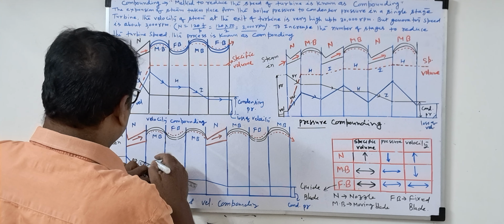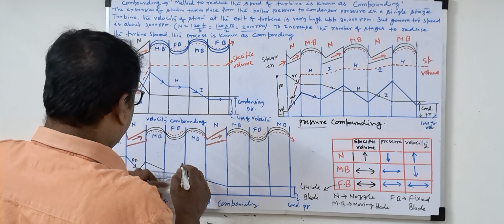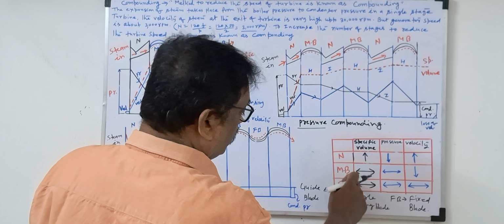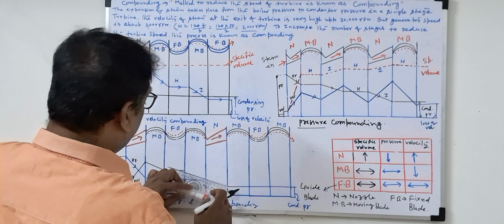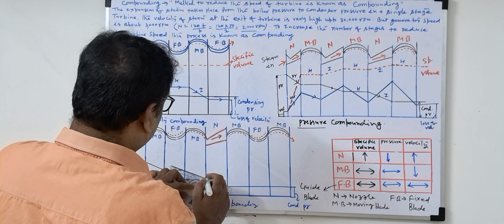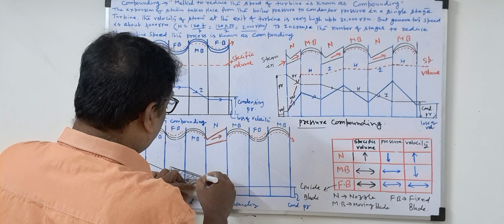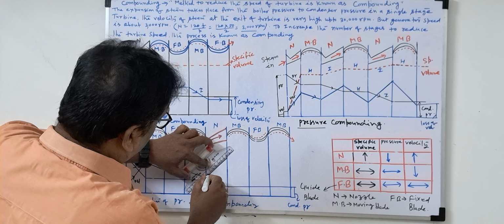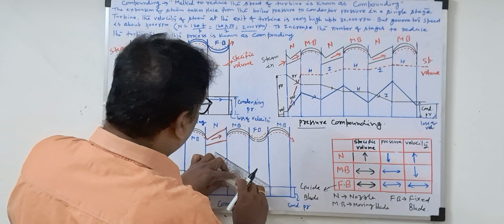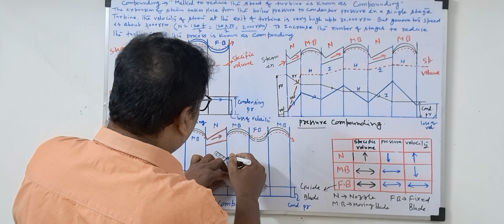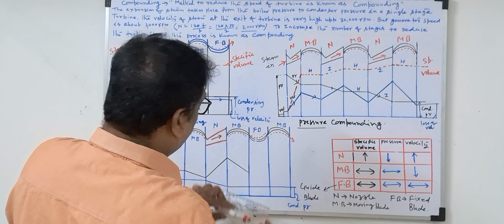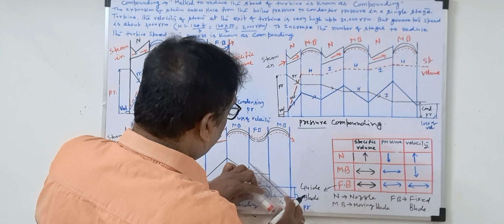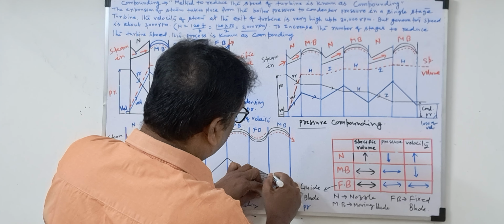In the moving blade, what are you seeing? Velocity decreases. Again, in the fixed blade, velocity remains the same. Now again, in the moving blade, velocity reduces. Again, in the nozzle, what happens? Velocity increases. Again, you see the moving blade, velocity decreases. Again, in the fixed blade, velocity remains the same. Then in the moving blade, velocity decreases.